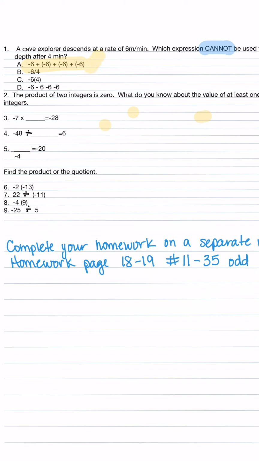Negative 6 divided by 4. I'm not sure about that one. Let's look at the others. -6 times 4. Yeah, that's the same as A, so that's going to work. -6 minus 6 minus 6 minus 6. Oh yeah, that should work too. So therefore, the one that cannot be used is going to be B.